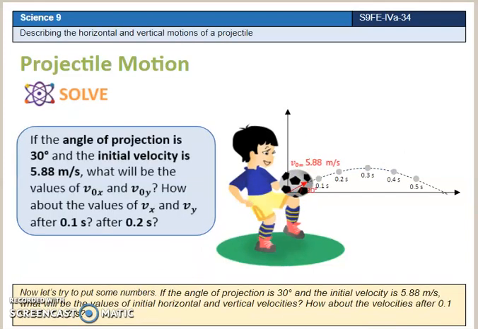Now let's try to put some numbers. If the angle of projection is 30 degrees, and the initial velocity is 5.88 meter per second, what will be the values of initial horizontal and vertical velocities? How about the velocities after 0.1 second? After 0.2 second?